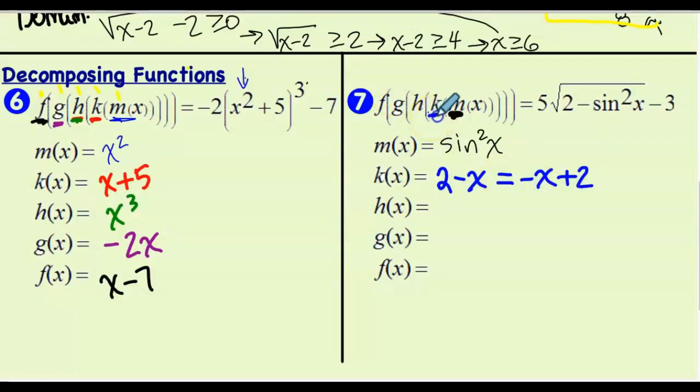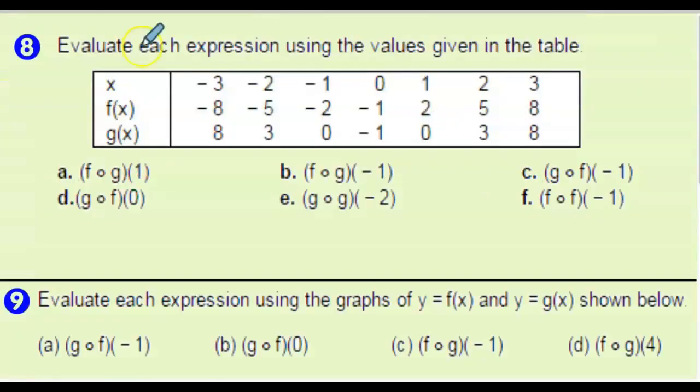You can also write negative x plus 2 because that does the same thing. So that's k of x. h of x, going in order, is going to be square root of x. After you square root it, to get g of x, you would multiply by 5. And finally, the last step here, if you were going to do an order of operations, would be f of x, which is x minus 3. So there's the decomposition of those two functions if you were to decompose them that way.